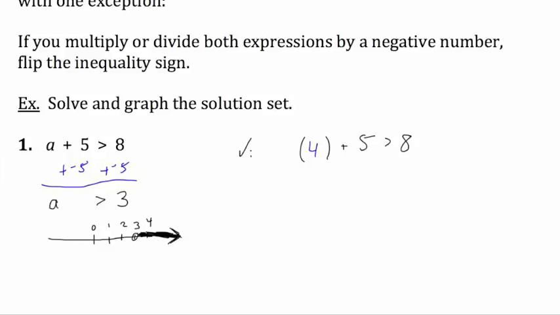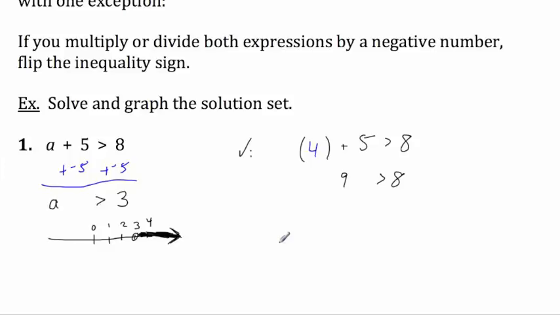And if I simplify the left-hand expression here, I should get a true inequality. And this will say 4 plus 5, which is 9. It'll say 9 is greater than 8, and this is true. So this is evidence that my inequality was solved correctly. Now, you could check as many numbers as you'd like to because there's an infinite number of numbers in the solution set. So you can check this by making sure that the numbers in the solution set do make your inequality true.